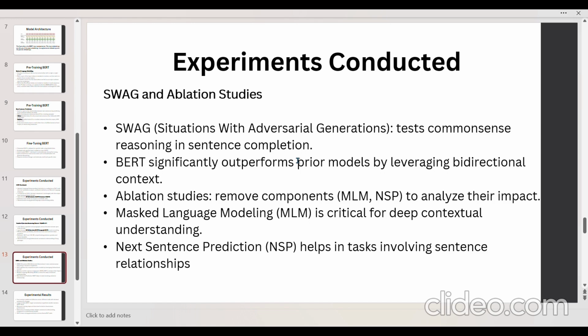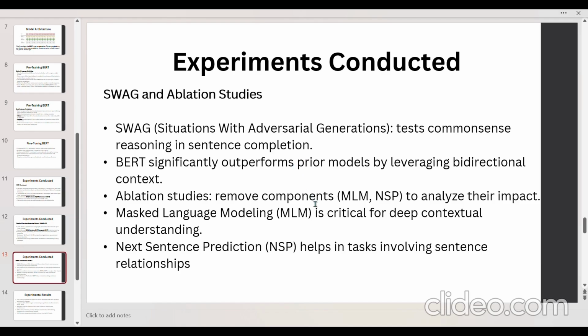By fine-tuning on the SWAG dataset, 4 input sequences were constructed, each containing the concatenation of the given sentence and a possible continuation. And the model was trained for 3 epochs, and BERT has significantly outperformed the prior models.